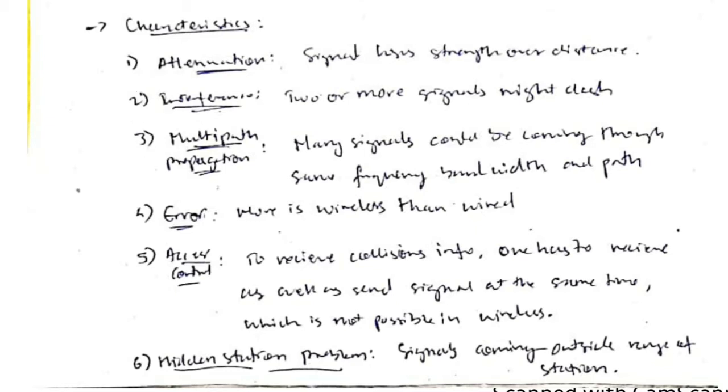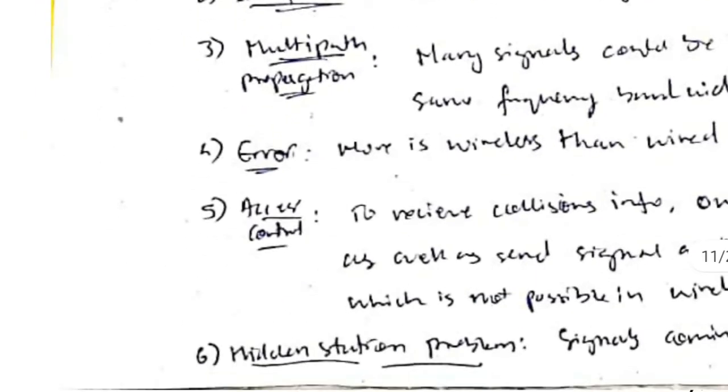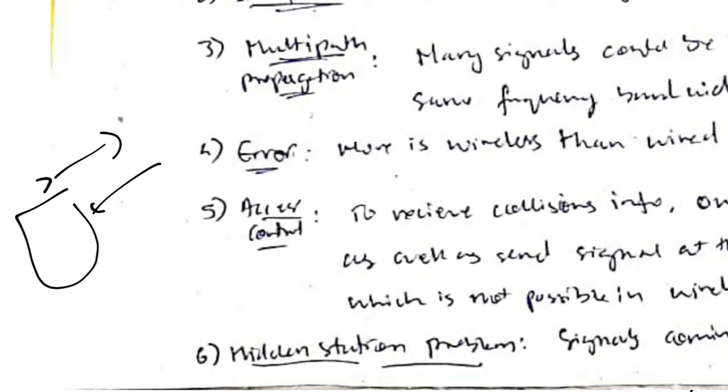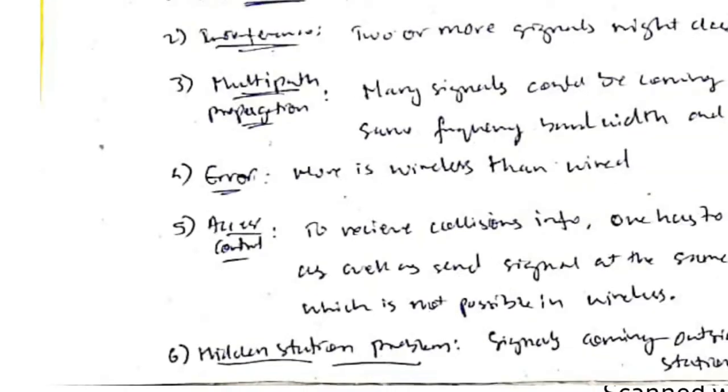To have access control, what we need is a signal source which is sending the data to also be able to receive the data. If it is not able to receive the data at that time, it cannot know if a collision has happened. In wireless it's very hard to send and receive the data at the same time. So access control is less in wireless than wired.